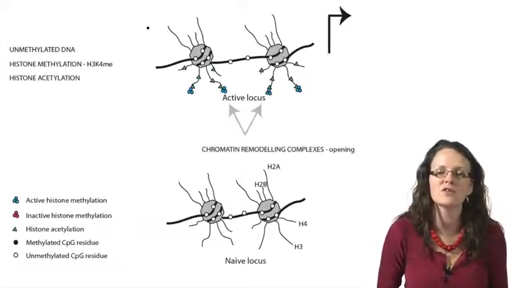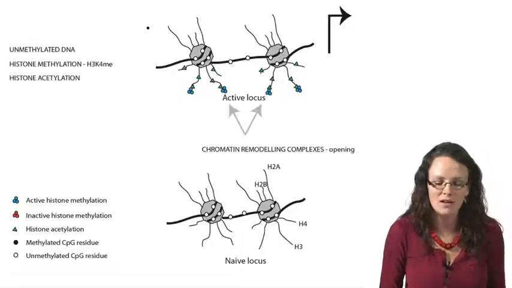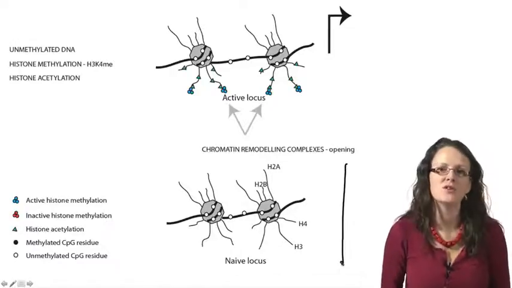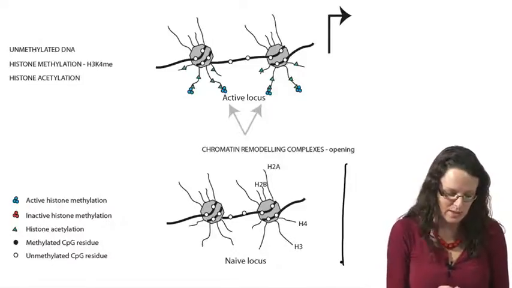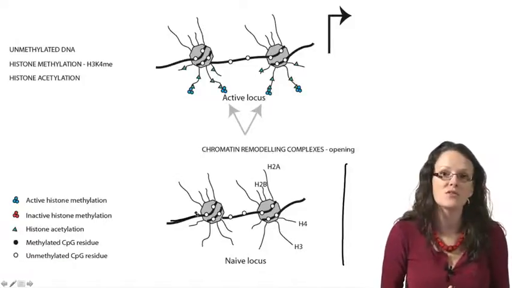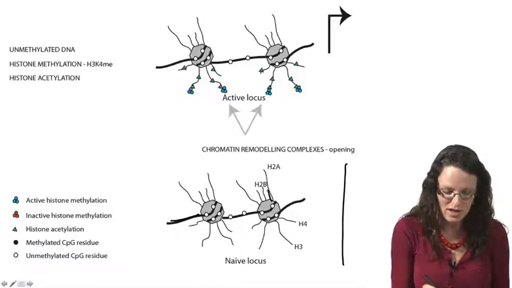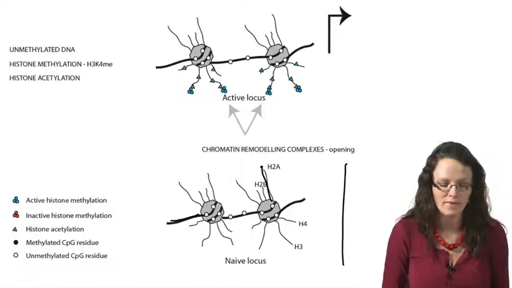So to summarise what I've told you about the epigenetic marks and also chromatin remodeling, if we take, first of all, at the bottom here, a naive locus. Again, I'm showing you the nucleosomes just as a grey octagon. The DNA is the black string here coming through. The open circles, in this case, are the CpG dinucleotides. And you can see the histone tails coming off here away from the core of the nucleosome.